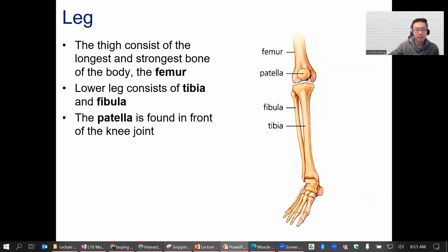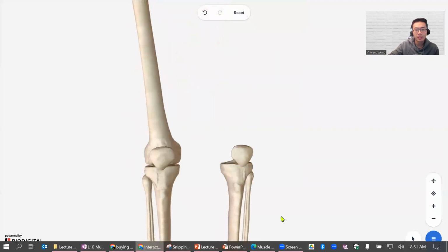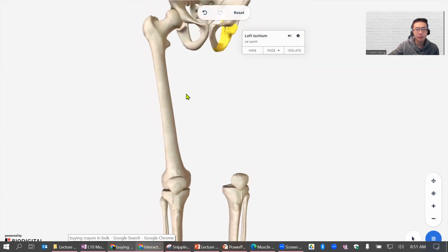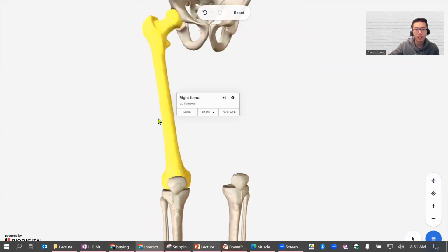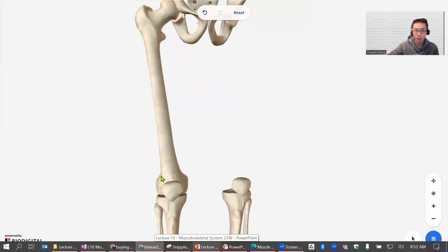All right, the leg. Let's take a look at the leg right here. So we got the femur. That's the longest bone in the body, and you know that's the one that we drew last time, right? The shaft is gonna be the diaphysis, remember? And then we have the epiphysis at the ends. And all bones, remember, are covered by this thin connective tissue called the periosteum.